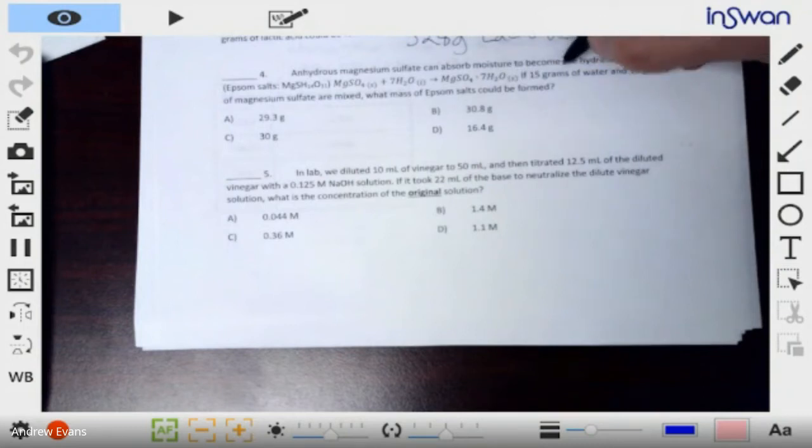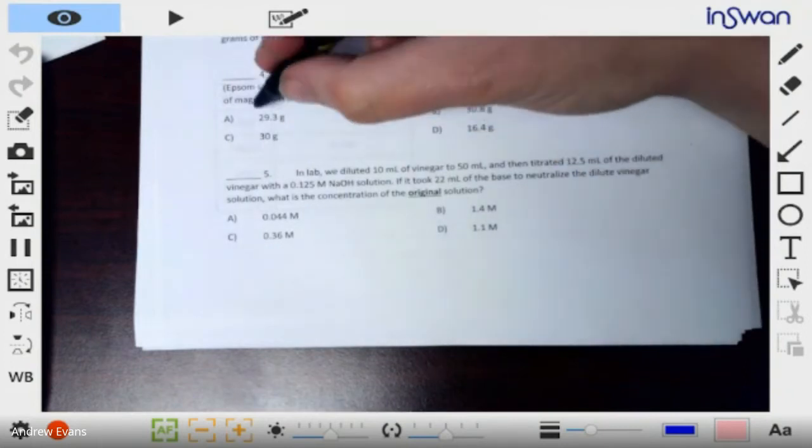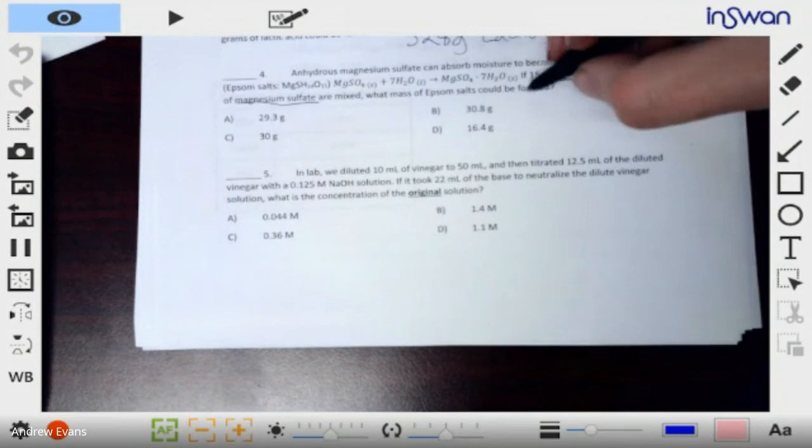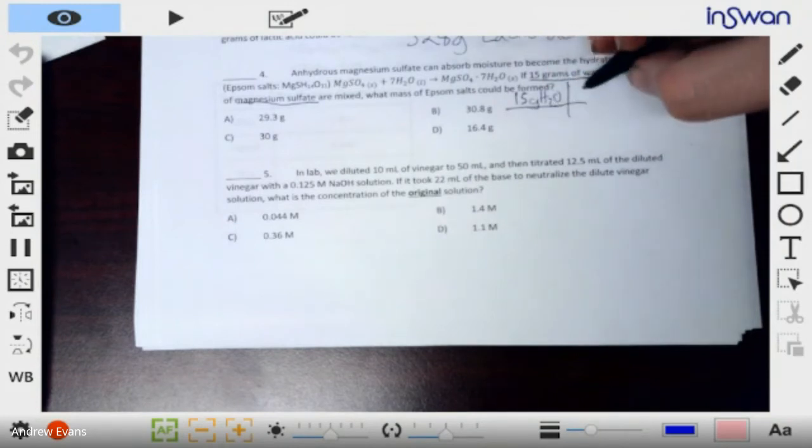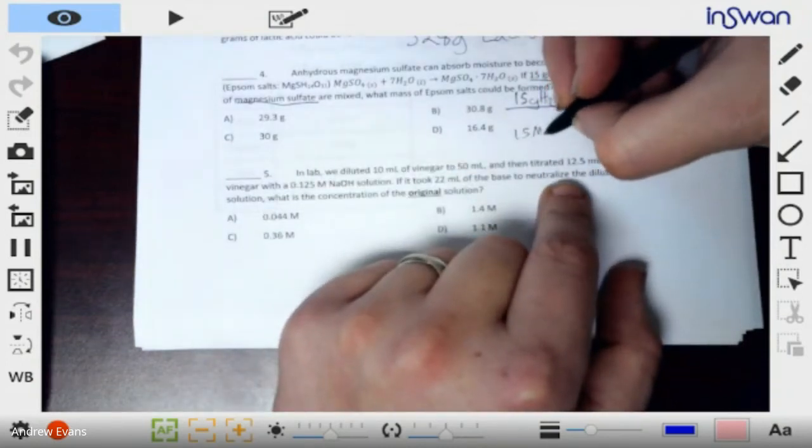Anhydrous magnesium sulfate can absorb moisture to become a hydrate, epsomite, Epsom salts. Magnesium sulfate plus 7 waters forms Epsom salts. If 15 grams of water and 15 grams of magnesium sulfate are mixed, what mass of Epsom salts could be formed? So I've been given 2 masses, both reactants. That is a hint that this is a limiting reagent problem. So I'm going to go 15 grams of water to Epsom salts, and 15 grams of magnesium sulfate, MgSO4, to Epsom salts.